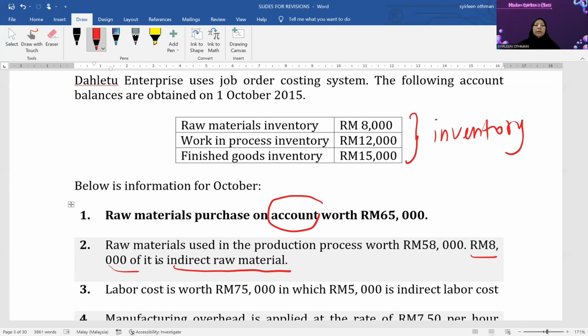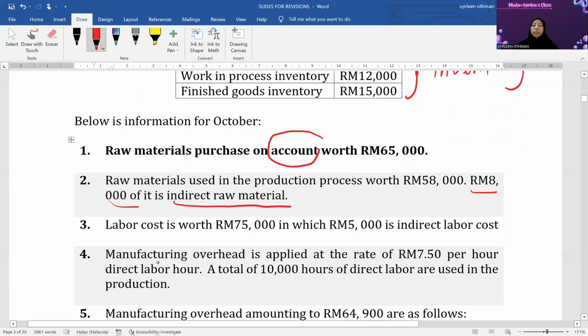Labor is the same: we have 75,000, of which 5,000 is indirect. So your salaries payable or wages payable for the labor is actually 75,000. But we need to segregate it, because 70,000 is for your direct labor and the balance of 5,000 is for your indirect labor costs.